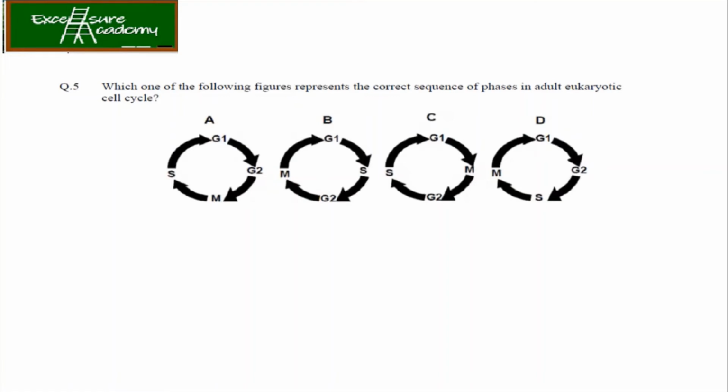Now, you should know that first G1 comes, that is the first gap phase, which is followed by the synthesis. And then G2, a checkpoint comes in order to see whether the cell is ready to undergo mitosis or not. So after synthesis, it is G2, and then after G2, the mitosis. So from all the options, the answer is B over here.